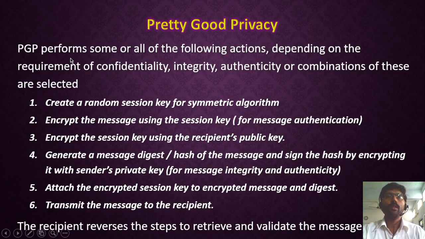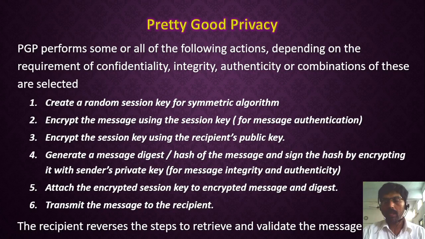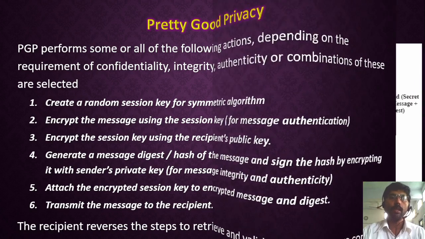PGP performs some or all of the following actions depending on the requirements of confidentiality, integrity, authenticity, or a combination of these. Here I explain how a sender sends information in Pretty Good Privacy. But all these steps are not required. Depending on the confidentiality, integrity and authenticity, we decide which step is essential. I will explain all the steps using some diagrams here.